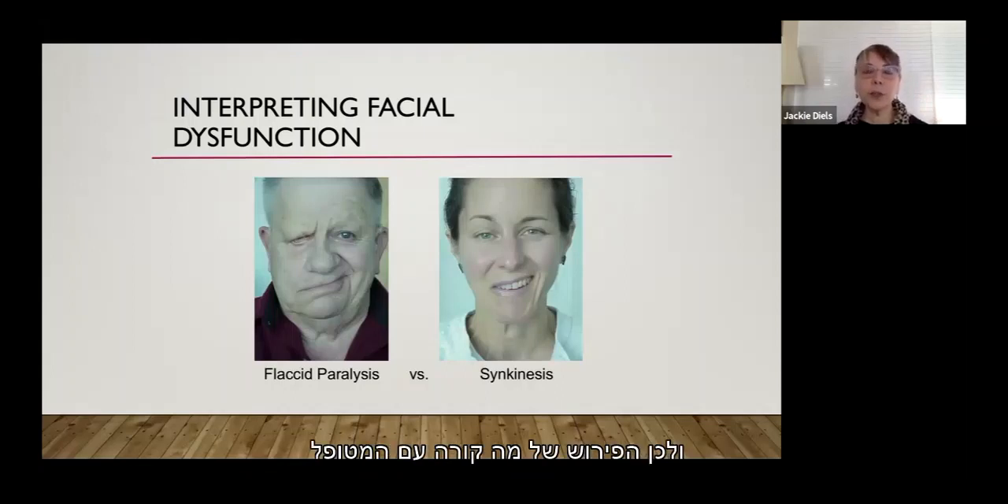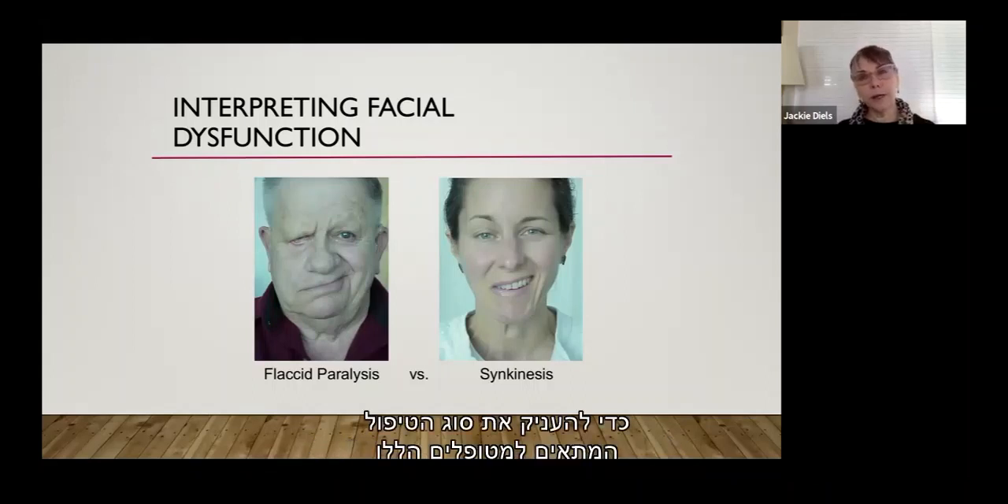So the interpretation of what's going on with the patient is incredibly important to providing the right kind of therapy for these patients, because really they need opposite things, right? The gentleman needs stronger muscles, and the woman needs better coordination and a decrease of synkinesis.